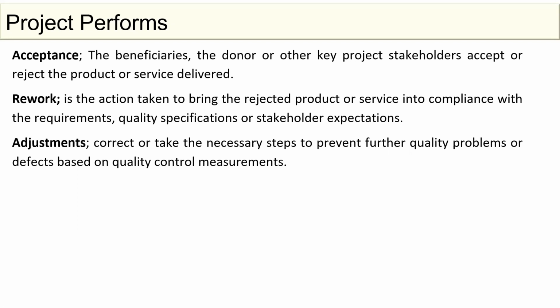Rework, if it is the case: rework is the action taken to bring the rejected product or service into compliance with the requirements, quality specification or stakeholder expectation. If it is rejected at this acceptance stage, then we have to rework in accordance with the stakeholders. Then adjustments: correct or take the necessary steps to prevent further quality problems or defects based on quality control measurements. Let us see what are the tools of quality control.